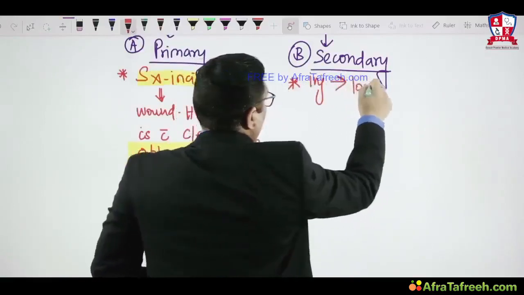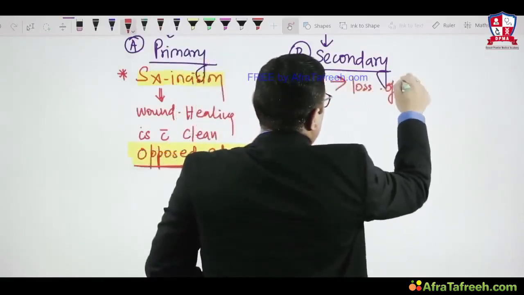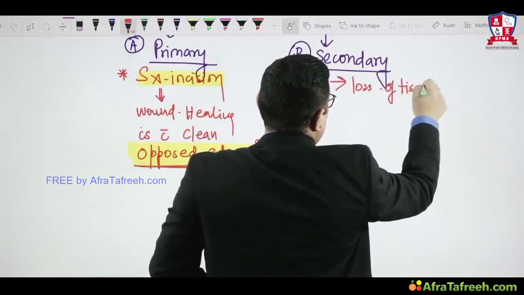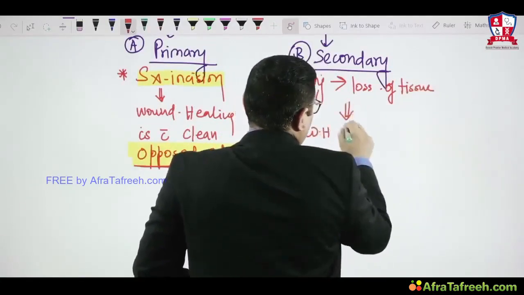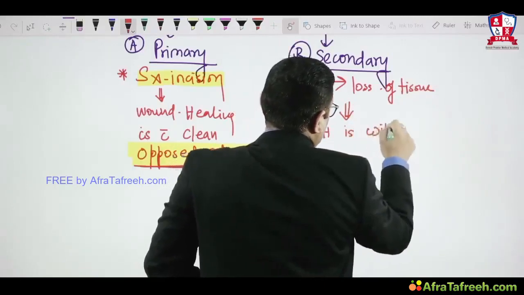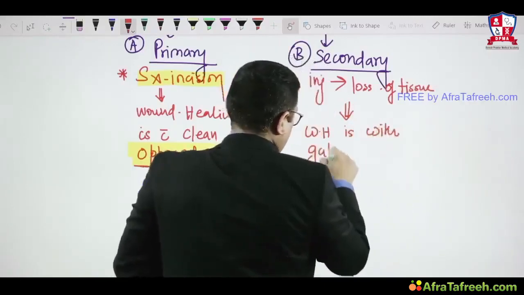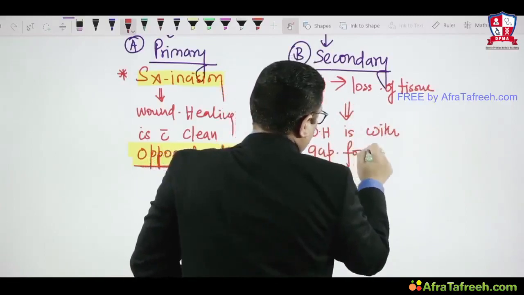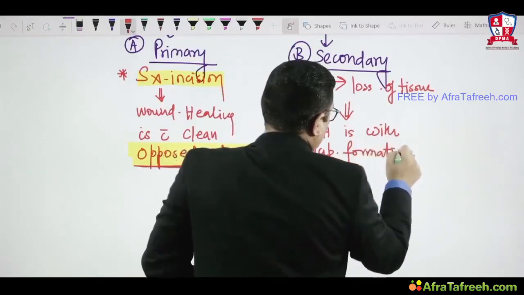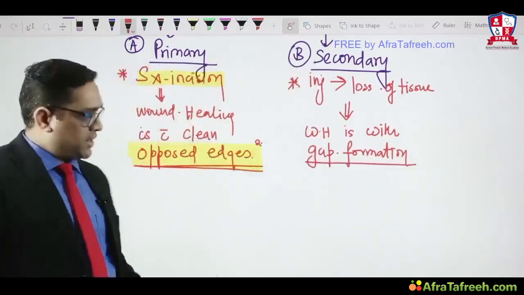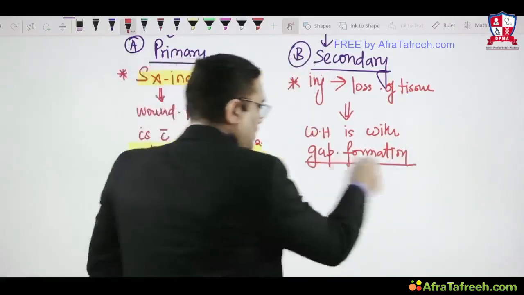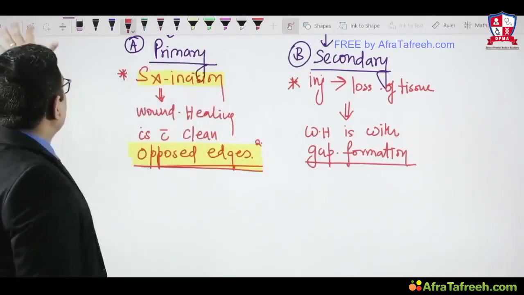causing loss of tissue. So when there is an injury causing loss of tissue, in this case wound healing is with gap formation, right? So when there is a gap formation in wound healing, this will be called secondary wound healing, right? So there will be a gap between wounds, so that will be called secondary wound healing.